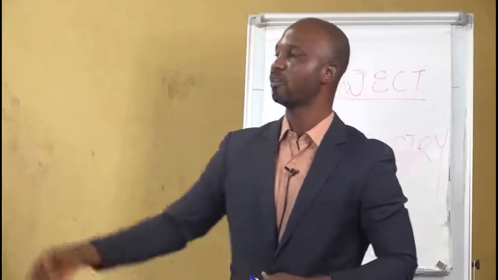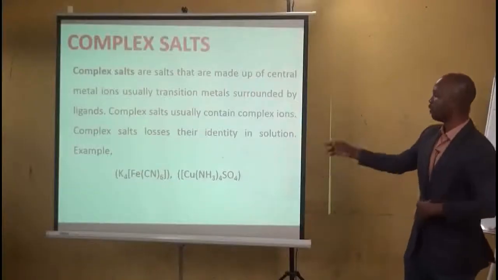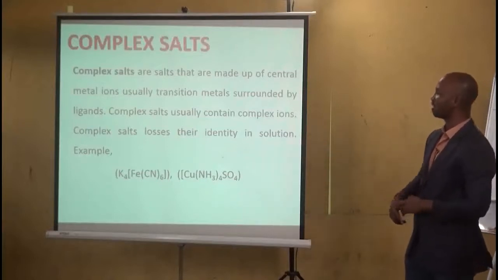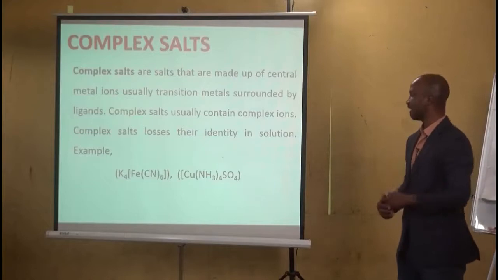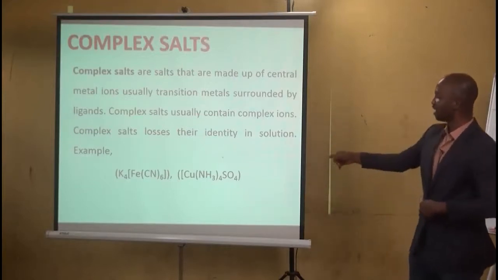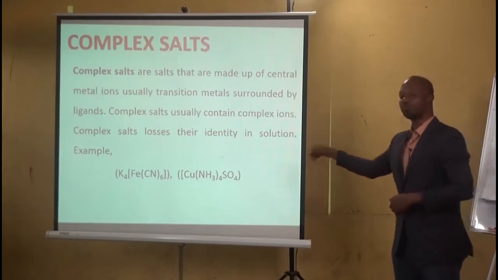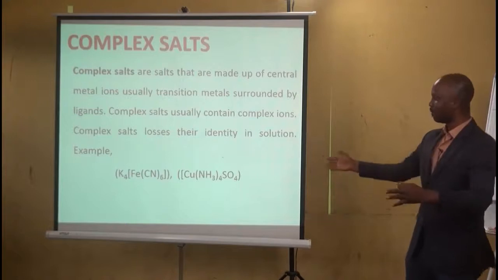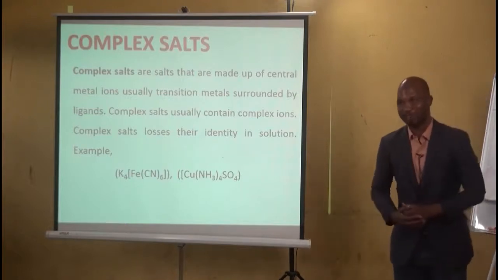Example is potassium ferrous hexacyanide. And you can also see copper 2 tetraamine tetraoxosulfate 6, as the case might be. So these are examples of complex salts as we have been following.